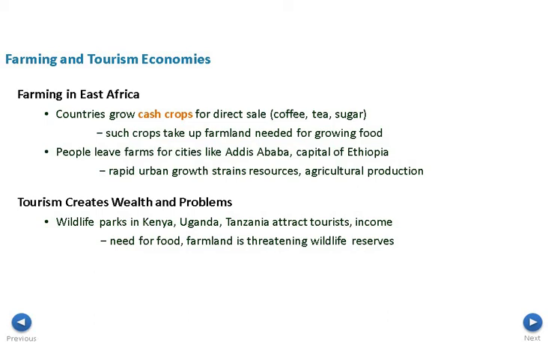Now, tourism is something that's a little bit interesting in Africa. Wildlife parks in Kenya, Uganda, and Tanzania attract tourism and income. These are things like an African safari, where you just drive around and look at these animals. And yes, hunting is going to be kind of a controversial thing in this area, but it's very, very good for the economy.